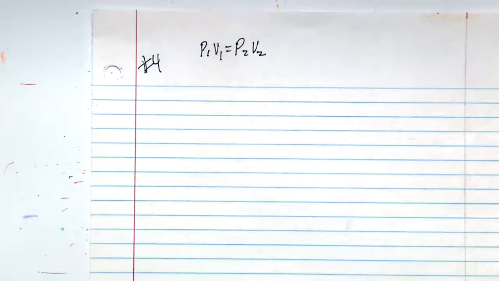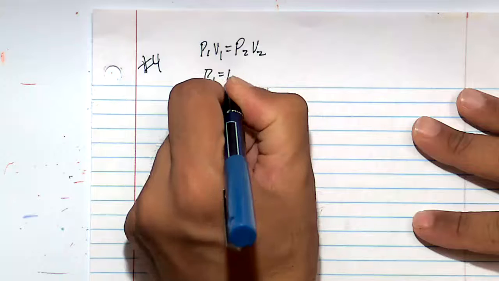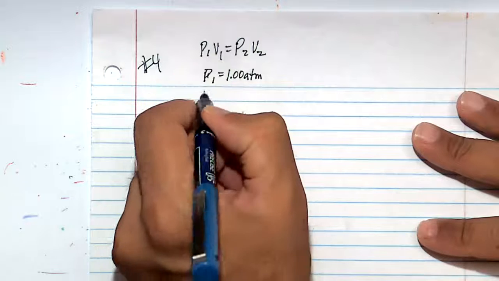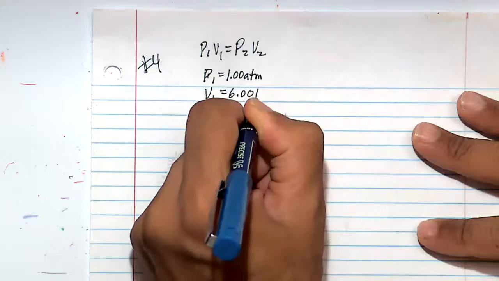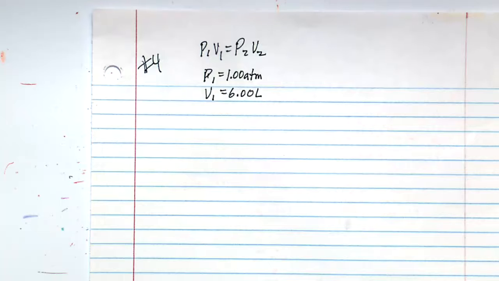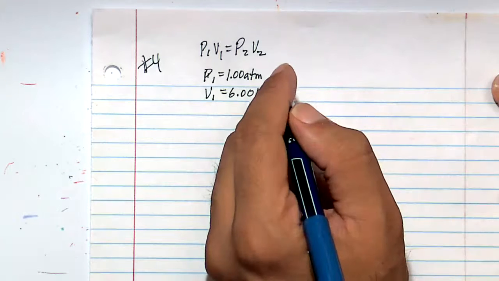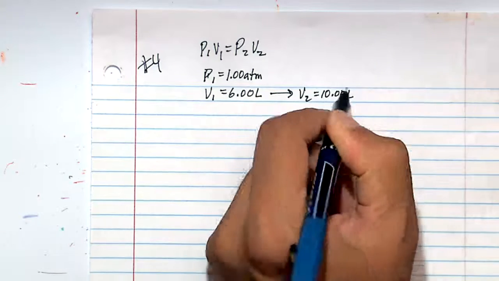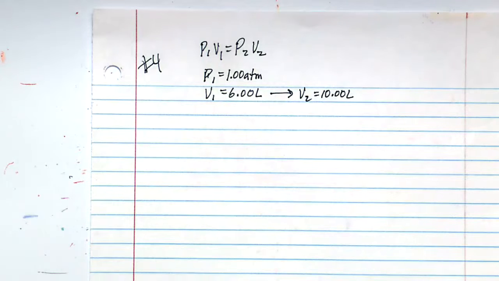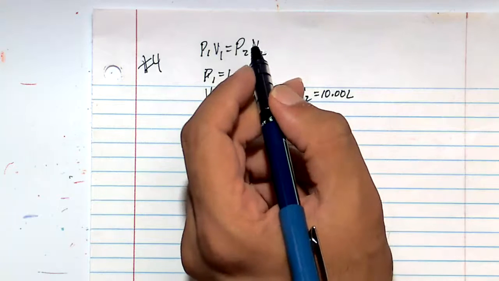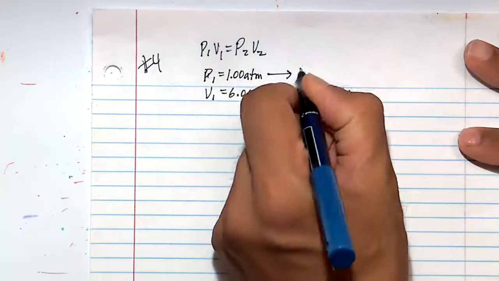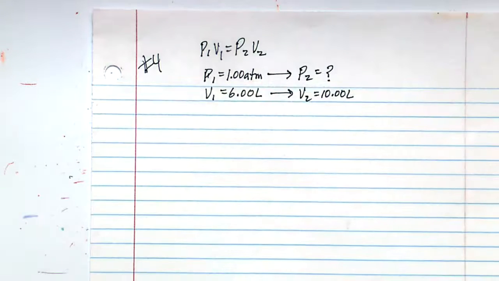So let's say I have a pressure P1 of 1 atmosphere, and at this pressure I have a volume of 6 liters. So I mess up the system. How do I mess up the system? I mess it up by increasing the volume to 10 liters. I could also decrease the volume, I could do whatever to the volume. The minute I change the volume, either increase or decrease, everything else being constant, I get a new pressure, P2.